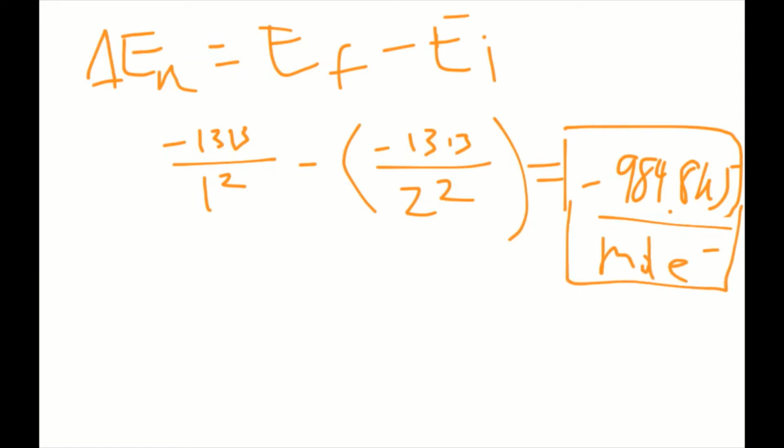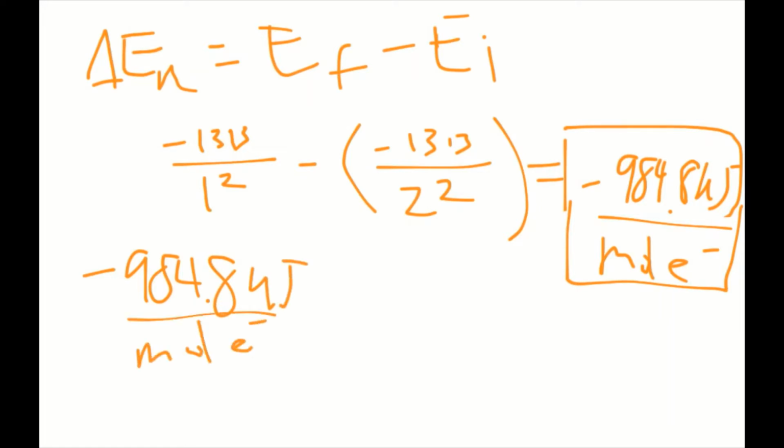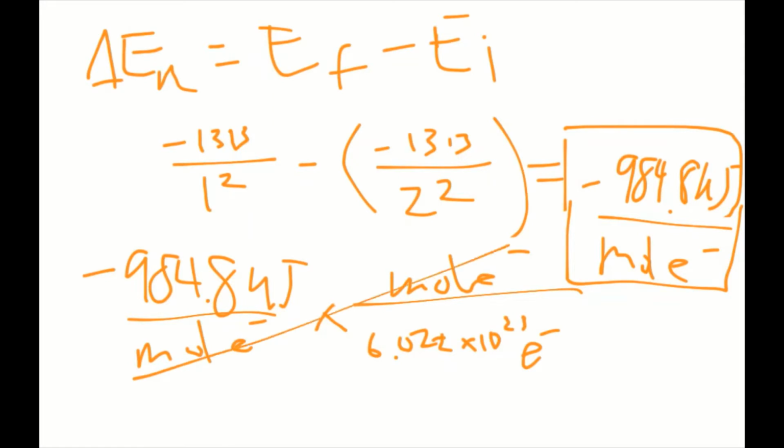Now we need it for 1 electron. So how do we do it for 1 electron? Well, we simply take moles of electrons and we change it to just 1 electron. So negative 984.8 kilojoules per mole of electrons times, well, there's 6.022 times 10 to the 23rd. Oh, I'm doing it wrong. I'm supposed to put that on the bottom. So this is supposed to be 6.022 times 10 to the 23rd electrons per mole of electrons. And these two cancel out.